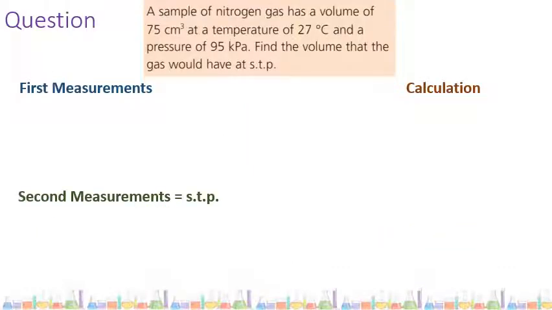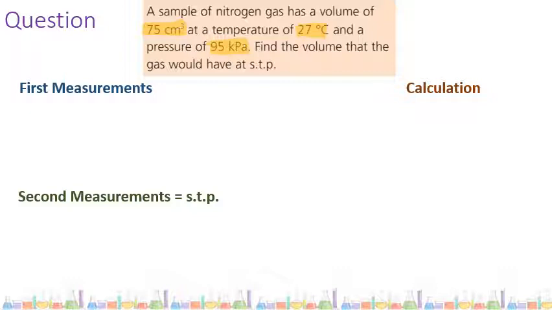Let's go through an example of this type of calculation then. So the information we're given is that a sample of nitrogen gas has a volume of 75 centimeters cubed and at a temperature of 27 degrees Celsius and a pressure of 95 kilopascals. Find the volume that the gas would have at STP. So our first set of measurements are the ones highlighted there. They're given in the question.